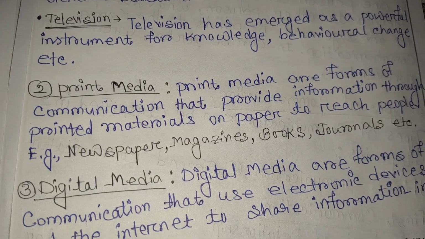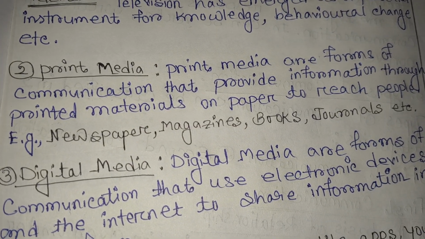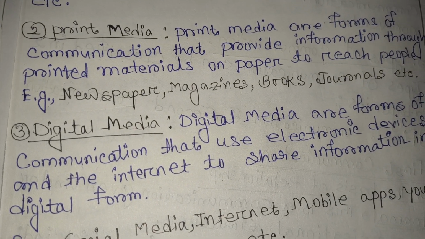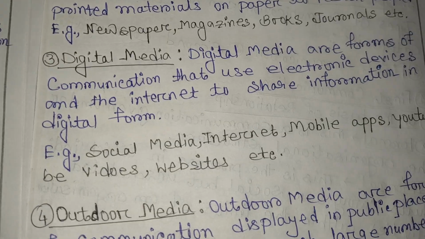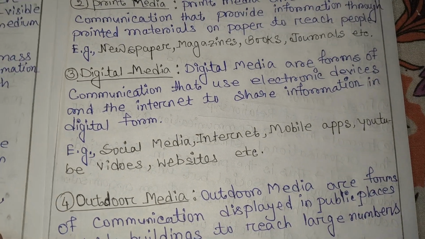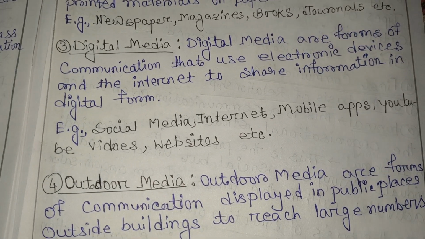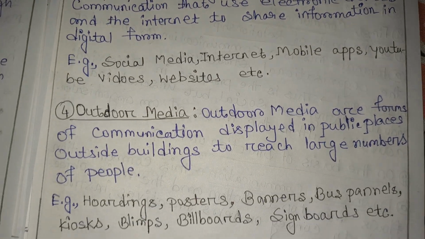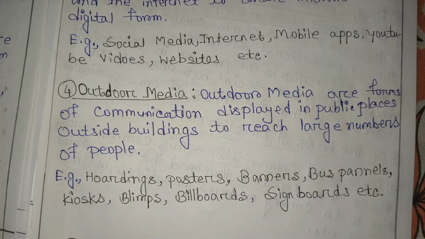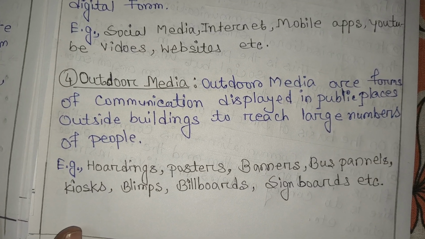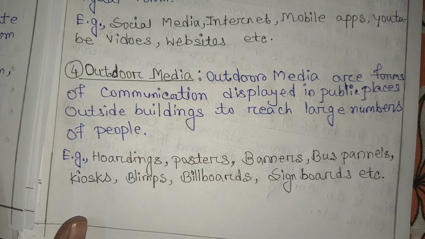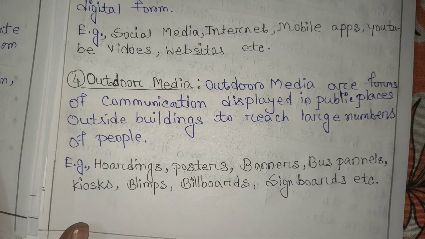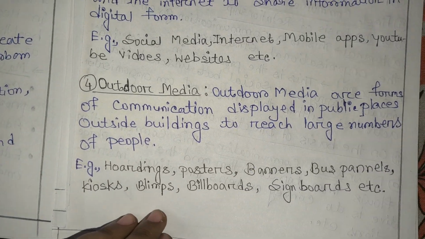Print media. Print media are forms of communication that provide information through printed materials or paper to reach people. Example: newspaper, books, journals, magazines, etc. Digital media. Digital media are forms of communication that use electronic devices and the internet to share information in digital form. Example: social media, internet, mobile apps, YouTube videos, websites, etc. Outdoor media. Outdoor media are forms of communication displayed in public places outside buildings to reach a large number of people. Example: hoardings, posters, banners, bus panels, kiosks, beams, billboards, signboards, etc.